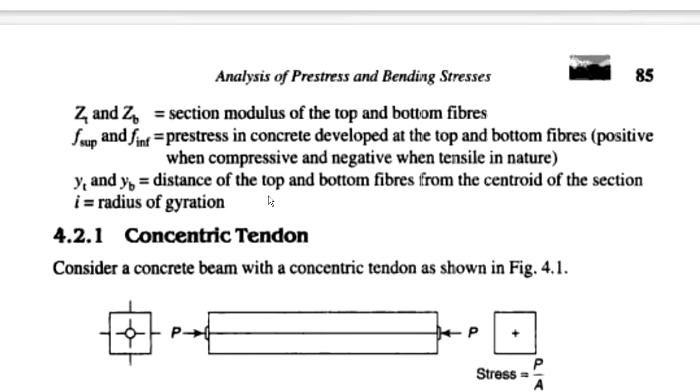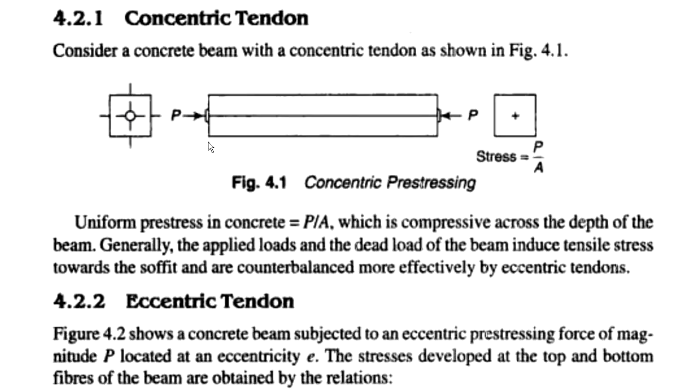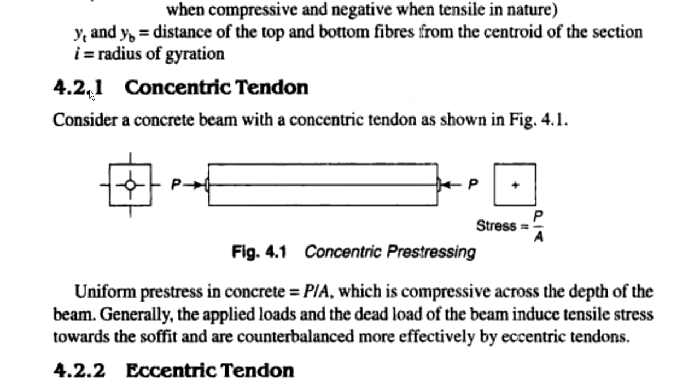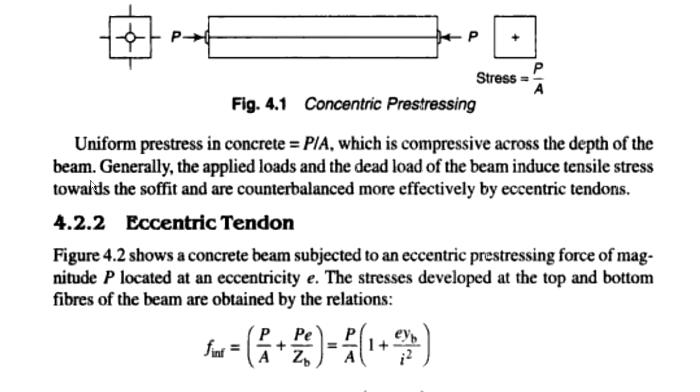So first let us understand the formulas. Now when there is no eccentricity, in that case consider the concrete beam with a concentric tendon. So the tendon is acting exactly at the centroid. That means a concentric tendon. In that case, uniform pre-stress in the concrete is going to get distributed, which is equal to the pre-stressing force divided by capital A, that is the cross-sectional area, which is compressive across the depth of the beam.